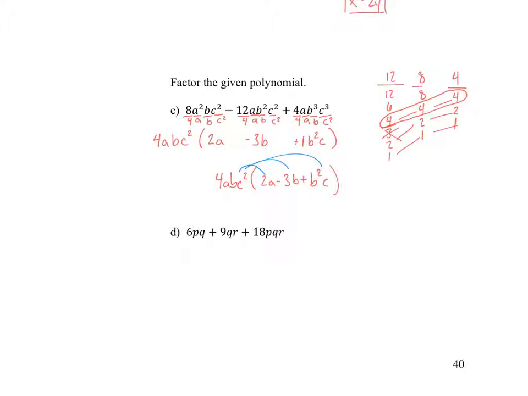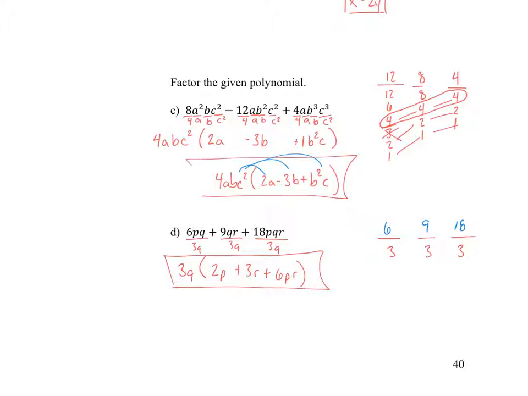So let's do that one more time with D. In D, we have a 6, a 9, and an 18. So our greatest common factor, if I list all these out, I'll eventually find that 3 is something that I could pull out of each of those numbers. So 3 comes out. Each one of these has a Q. They don't all have a P, and they don't all have an R. So I can only take a 3Q out of each of these. If I divide each of these by 3Q, I'll be left with 2P plus 3R plus 6PR. And that's all you can do. You just reversed that process of distribution, and that's factoring.